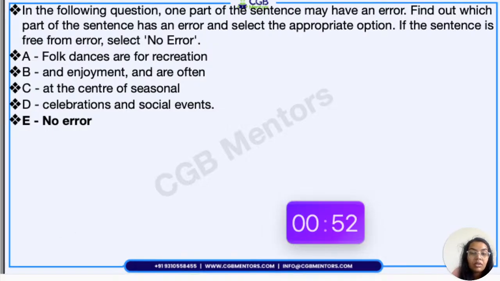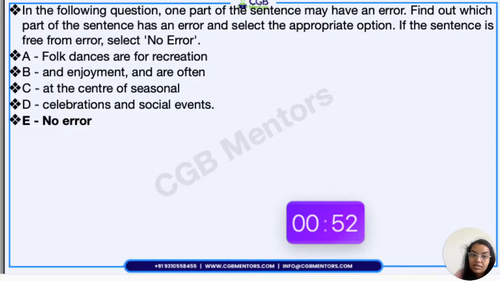So this one has no error. Folk dances are for recreation and for enjoyment. So "for" applies to the second word also. And are often at the center. Center of what? Seasonal celebrations and social events. So yes.